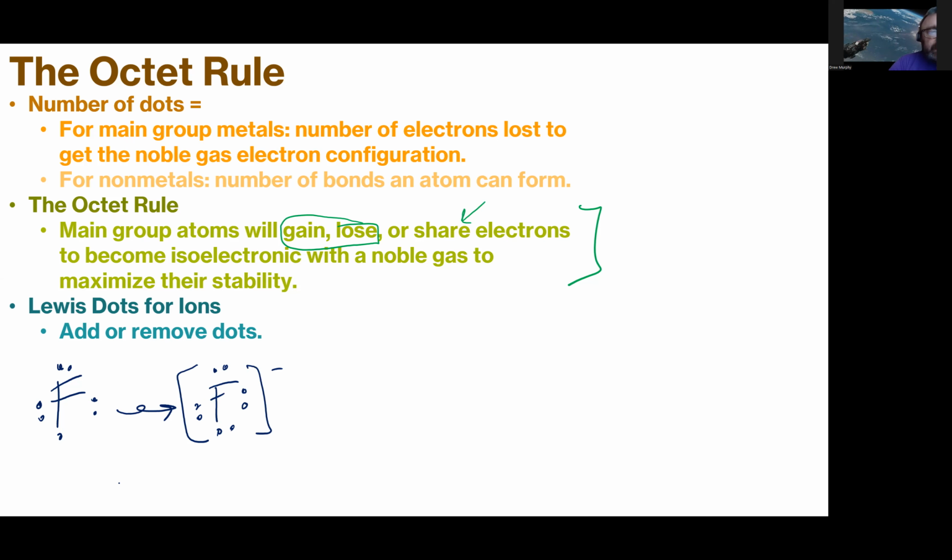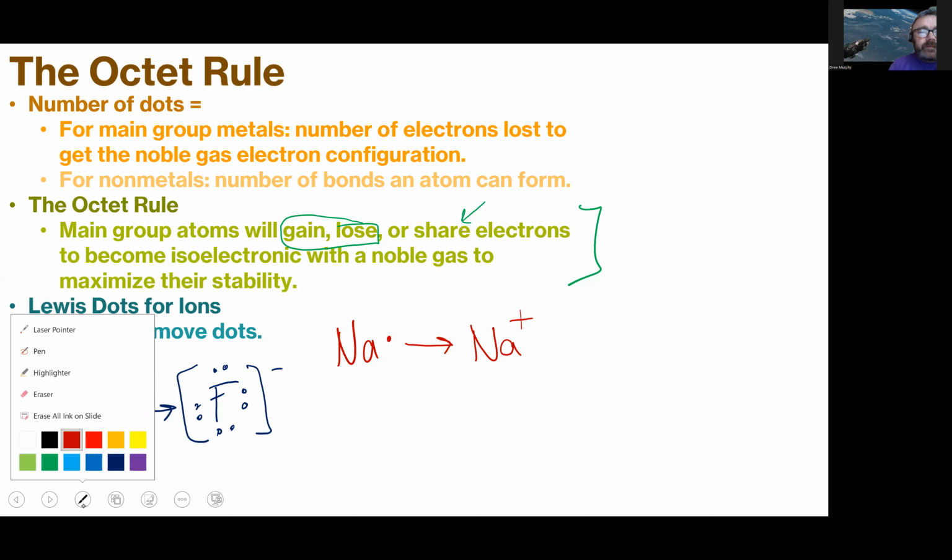If we're looking at something like sodium, remember sodium has 1 valence electron because it's in group 1A. The sodium will lose that electron and become Na+. And so, interestingly enough, writing the sodium ion is the same thing as writing its Lewis dot structure, because if we lost electrons, we're not going to show any dots. But that's still the stable noble gas electron configuration for that.